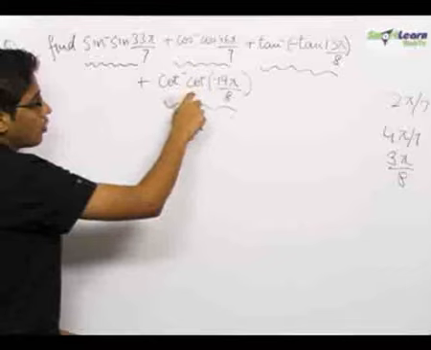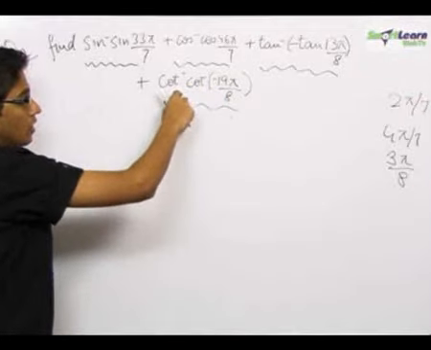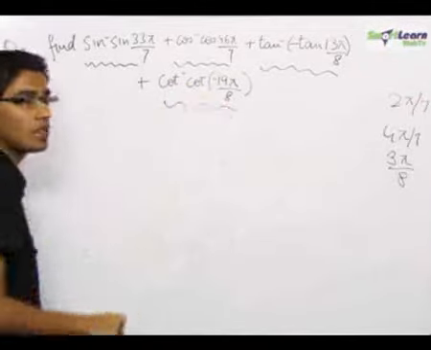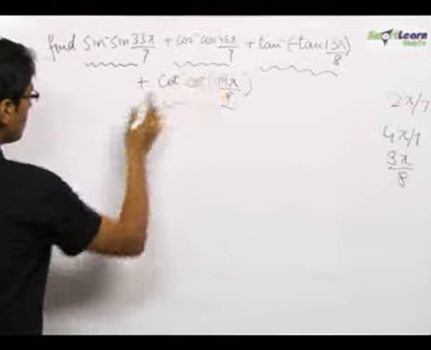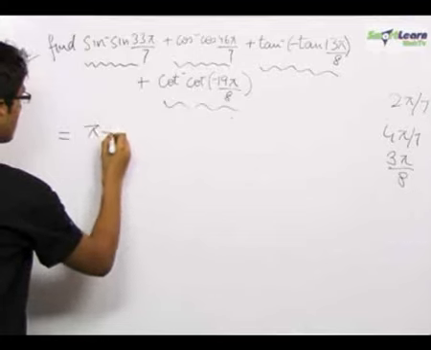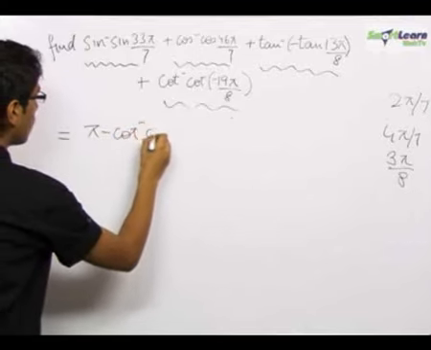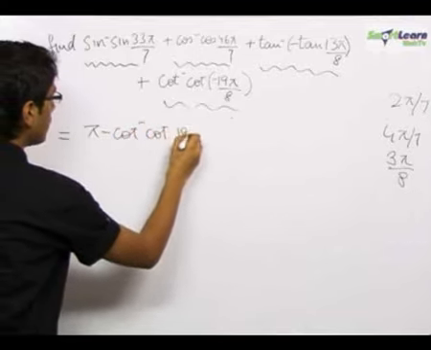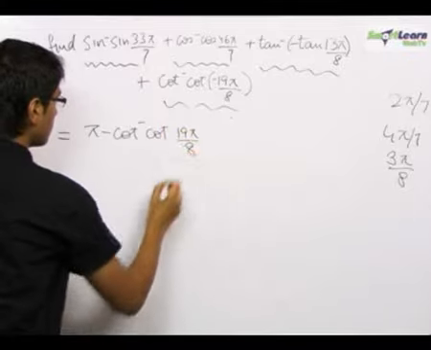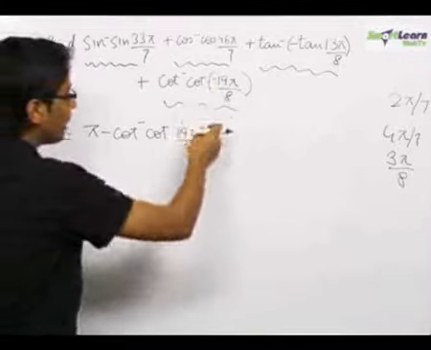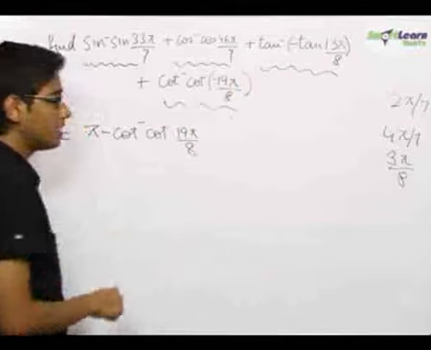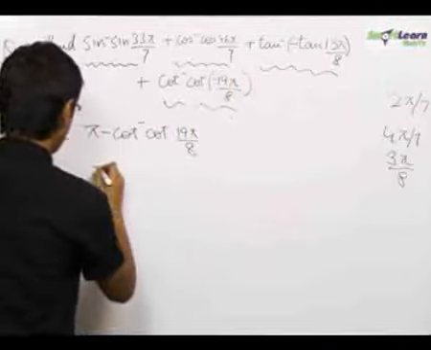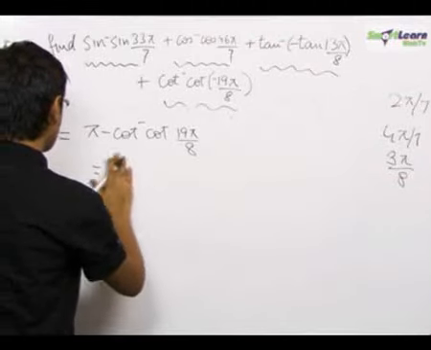Now we know that cot of minus theta is minus cot theta. So cot inverse of minus theta is pi minus cot inverse theta. So we can write this cot inverse of minus thing as pi minus cot inverse of cot 19 pi by 8. You can also deal with negative angles as we dealt with tan inverse of minus tan theta, but this is generally easier and preferred.